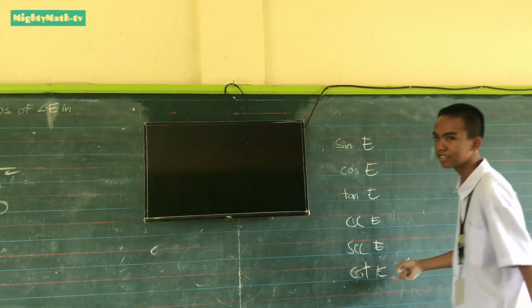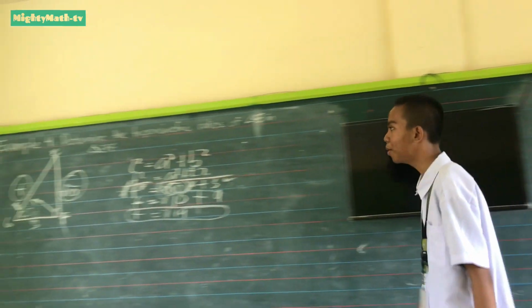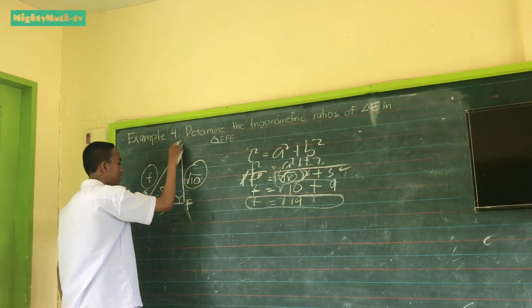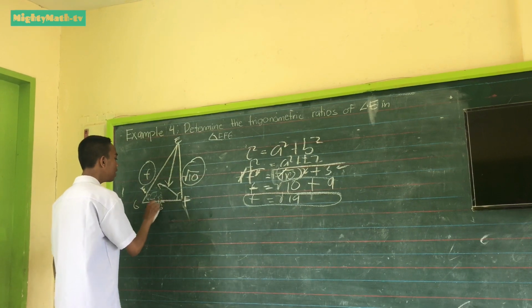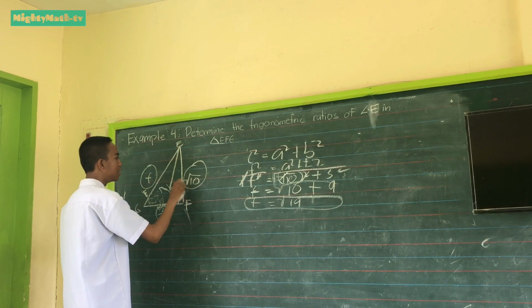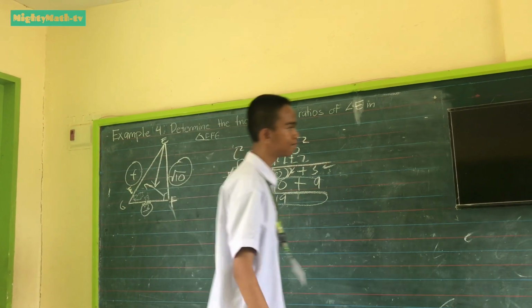And now, let's answer the trigonometric ratio. But first, we must identify the adjacent, opposite, and then the hypotenuse. The opposite of E is 3, and the adjacent side, we're left with the square root of 10. And the hypotenuse is here, square root of 19.